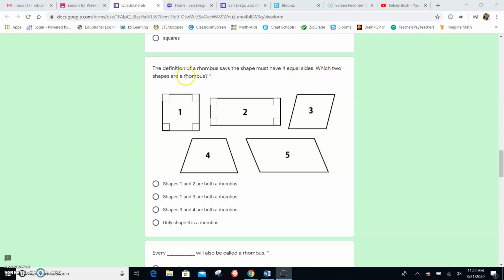Which two shapes are a rhombus? Shapes 1 and 2 are both rhombus. Shapes 1 and 3 are both a rhombus. Shapes 3 and 4 are both a rhombus. And only shape 3 is a rhombus.